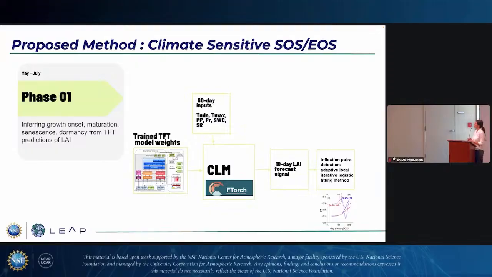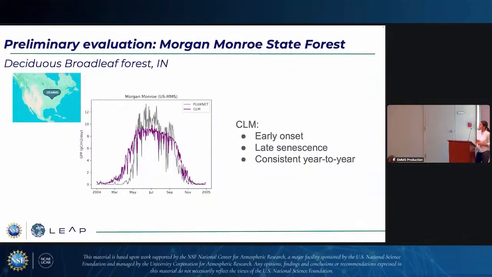The way we do that is we had to adapt our training pipeline to shorter inputs, so 60-day inputs of climate forcings, giving us a 10-day forecast of LAI. And from that 10-day forecast, we use a method called adaptive local iterative logistic fitting, which is basically a much fancier elbow detection method that says, here is spring and I'm very sure of it. So that was phase one. We wanted to first have the same evaluation data set for the CLM and for this new method that we're introducing.